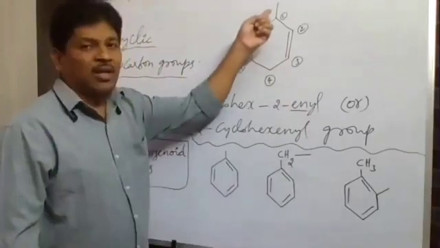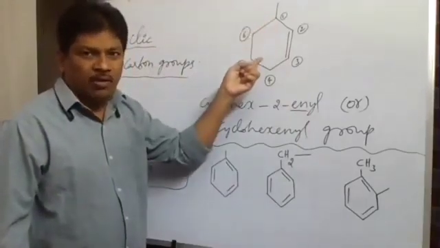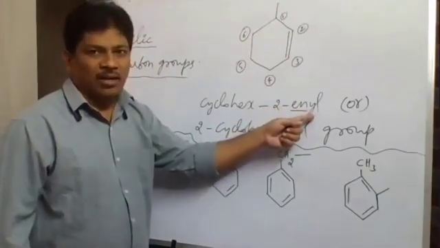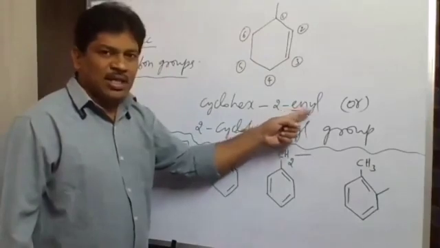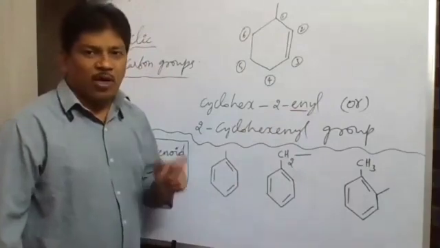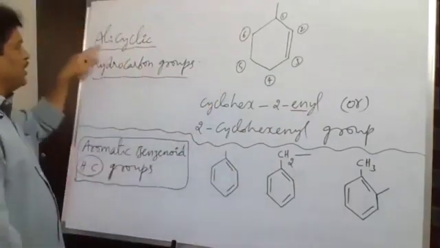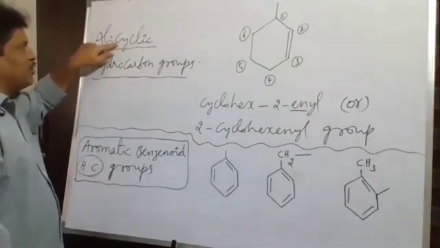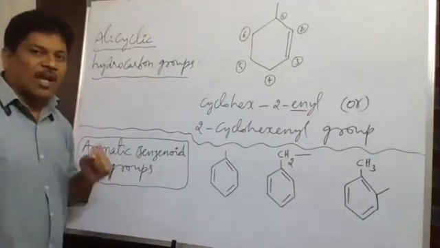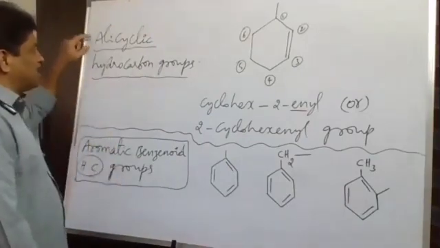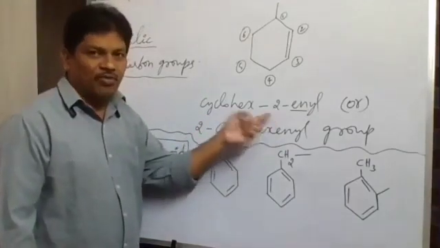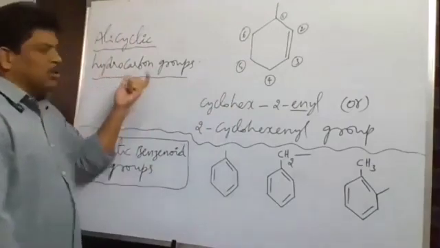And as we removed one hydrogen from the hydrocarbon molecule, we have to say it is a hydrocarbon group. For that we have to give yl. So in ene, the letter E is replaced by yl. So this is the hydrocarbon group. Which type of hydrocarbon group is it? Alicyclic, because the hydrogen is removed from an alicyclic hydrocarbon. So we say it is an alicyclic hydrocarbon group. So cyclohex-2-enyl is an example of an alicyclic hydrocarbon group.